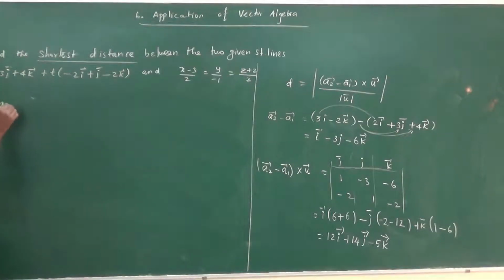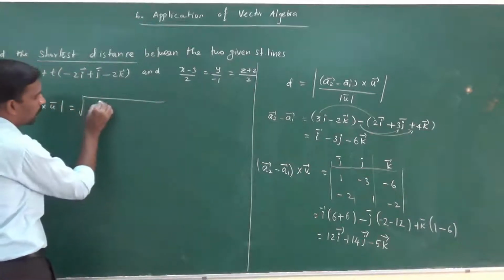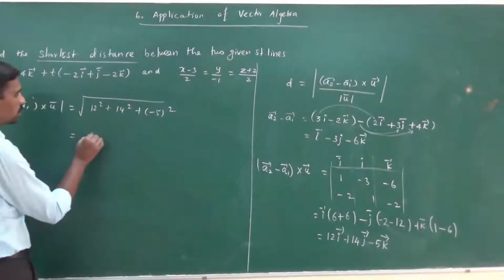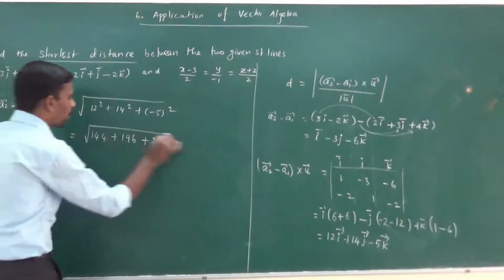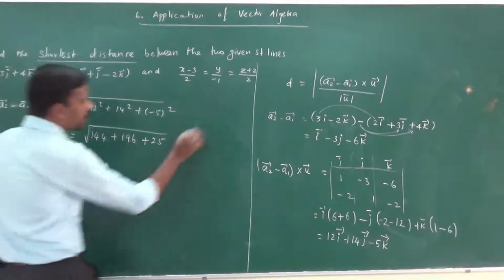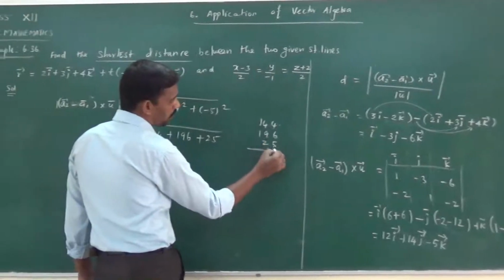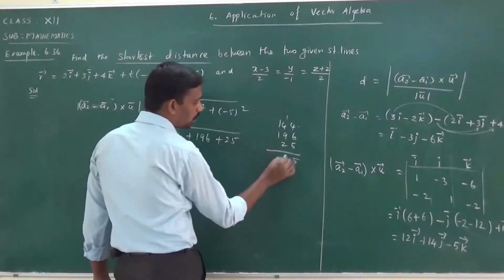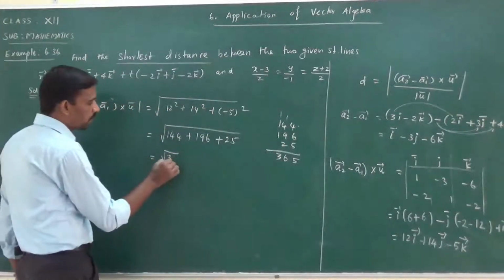Magnitude of a2 vector minus a1 vector plus u vector is equal to square root of 12 square plus 14 square plus minus 5 whole square. So this is 144, this is 196 and this is 25. Next, you want to add 144, 196, 25. 4 plus 6 is 10, 10 plus 5 is 15, so 5, balance 1. 5 plus 9 is 14, 14 plus 2 is 16, 6, balance 1, so 367, root 367.